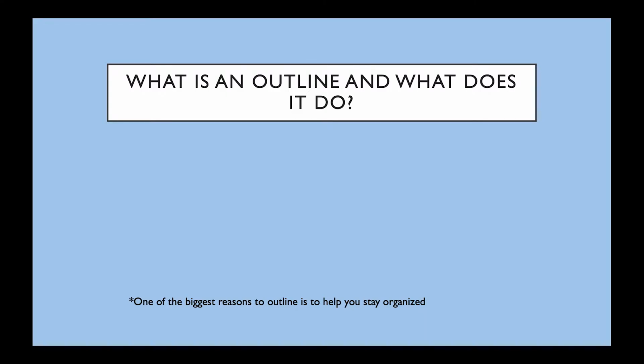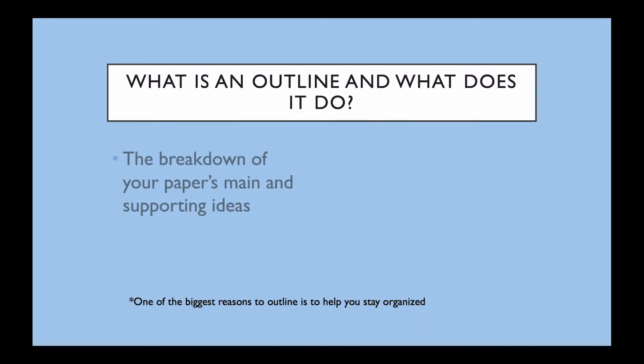First things first, what is an outline? Simply put, an outline is the breakdown of your paper's or any project you're working on's main and supporting ideas in a logical or hierarchical order.